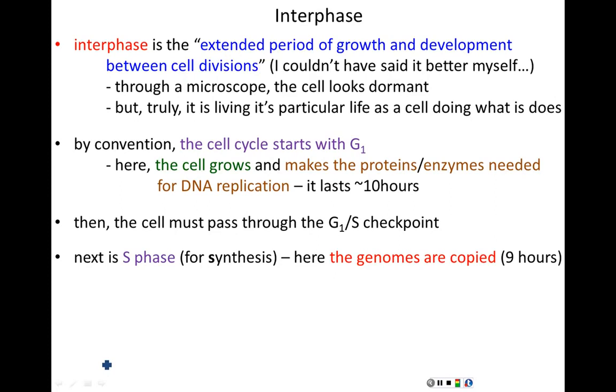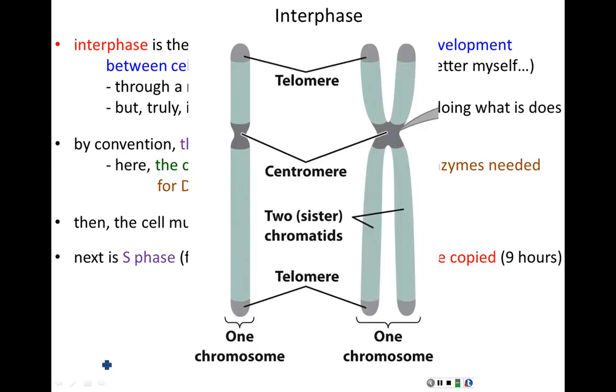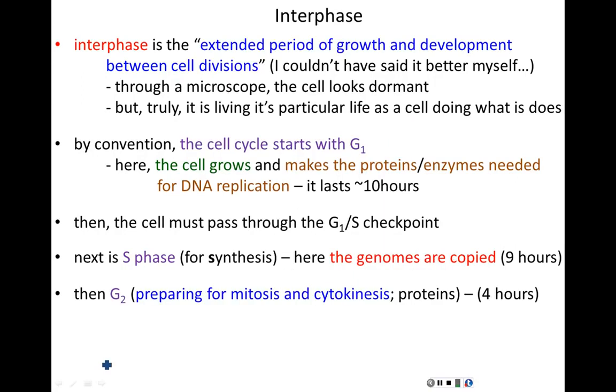Insane. So we're up to 19 hours now. We haven't even begun dividing. It's in the S phase that we do this one chromosome to two sister chromatids duplication, giving us two identical copies of each of our chromosomes. Before S phase, we have one molecule, and after S phase, we have two identical molecules. Whether we refer to it as a single chromosome or not, the fact of the matter is we have two identical copies after S phase, each of them referred to as a sister chromatid.